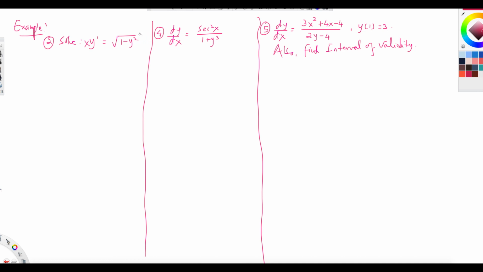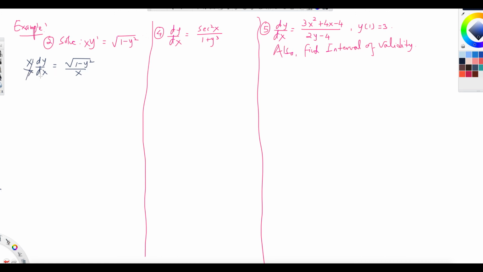This problem is actually question number 6 from your book. x y prime equals the square root of 1 minus y squared. So how do I solve this? To solve this problem, let's write dy over dx equals the square root of 1 minus y squared, with the x. You can divide both sides by x, right? What do you get? That goes to 1 over x, right here.